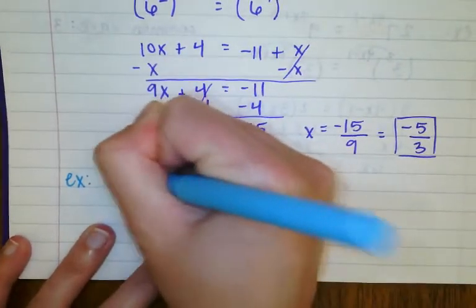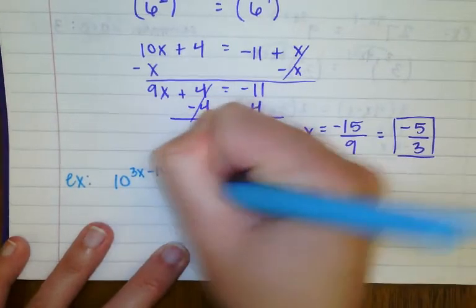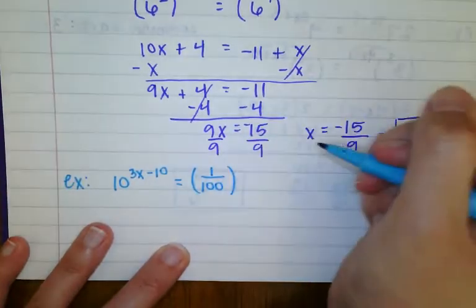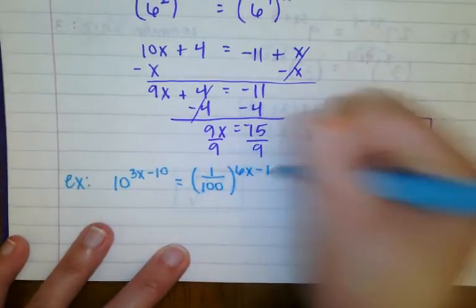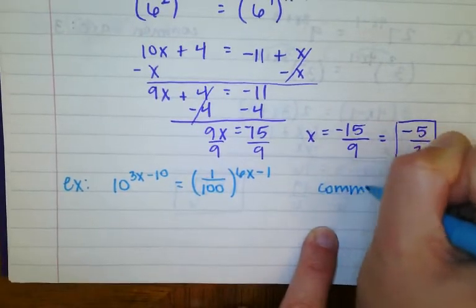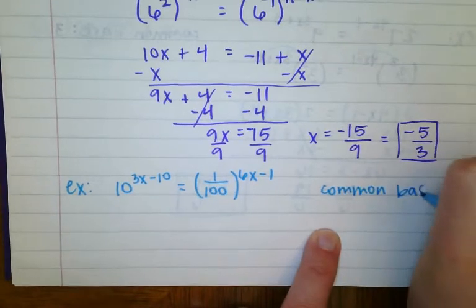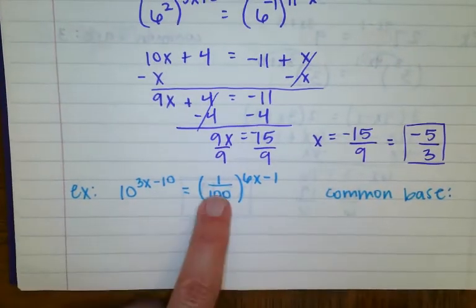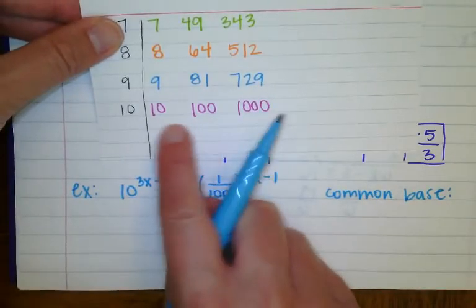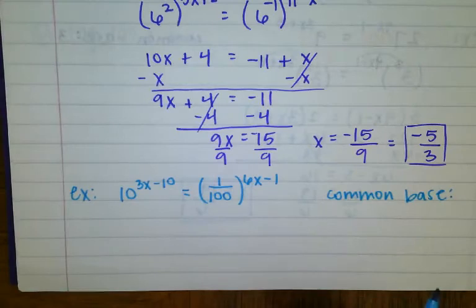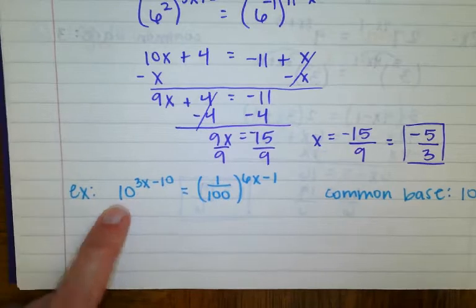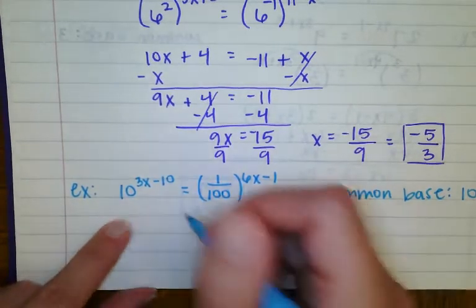10 to the 3x minus 10 equals 1 over 100 to the 6x minus 1. Okay, hopefully the common base is kind of standing out to you. So I have a 10, I have 1 over 100. So I do see that both of those come from 10. So if one side already has that base, then don't change it. Just rewrite it.